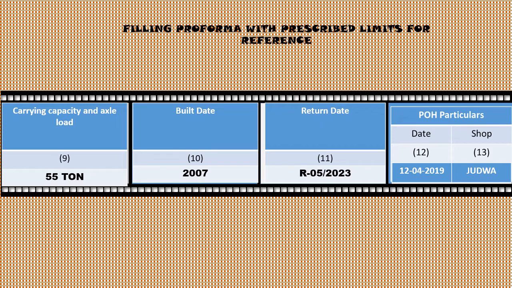We can ourselves see it. It's on the side end of the bogie. Then the return date. Return date means the date, the month and the year in which it has to return to its base station for POH. Column 12 and 13 pertain to POH particulars of date and the shop where POH has been done.